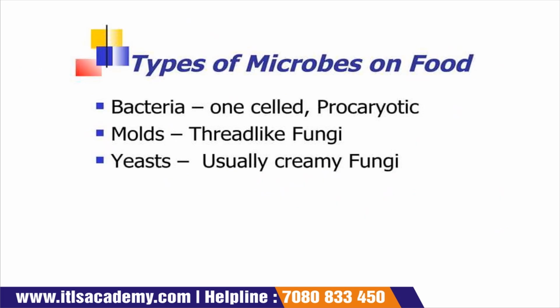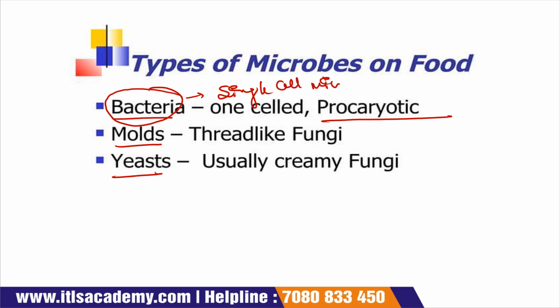Types of microbes on food. We all know that there are three types of microorganisms which grow on food. The first one is bacteria, then mold, then yeast. Bacteria are prokaryotic, and they are single-celled microorganisms.